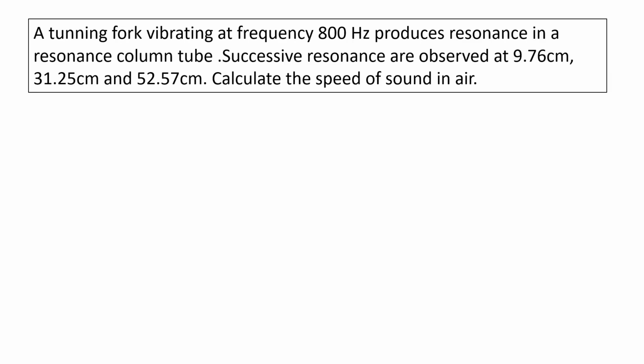Moving on to the next question. A tuning fork vibrating at frequency 800 Hz produces resonance in a resonance column tube. Successive resonances are observed at 9.76 cm, 31.25 cm and 52.57 cm. Calculate the speed of sound in air.